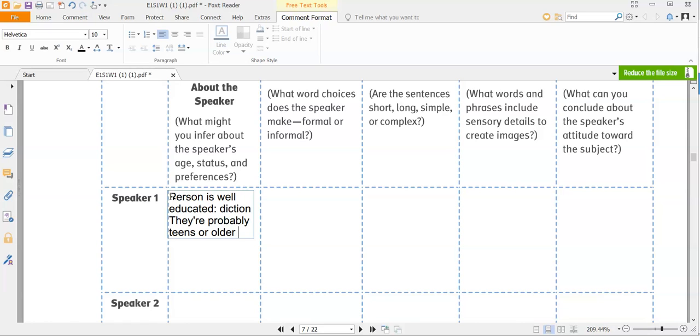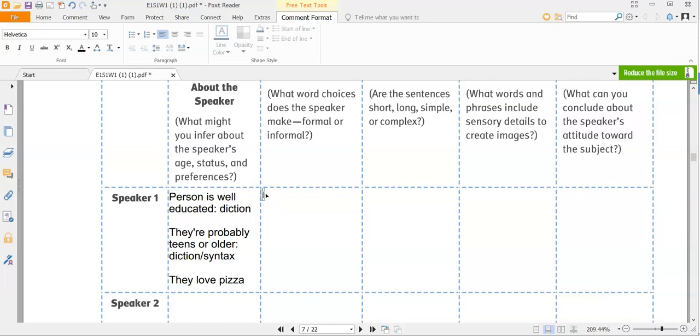And they clearly like pizza. Oh, they probably love pizza. They described it in a very loving sort of way. So I just described something about their status, which is that they're well-educated people. They're probably teens or older, also as a result of their diction and sentence structure, so syntax. And they love pizza, just because of the way they described it.